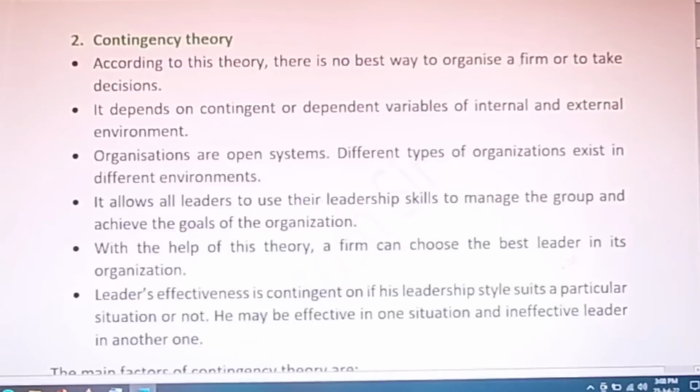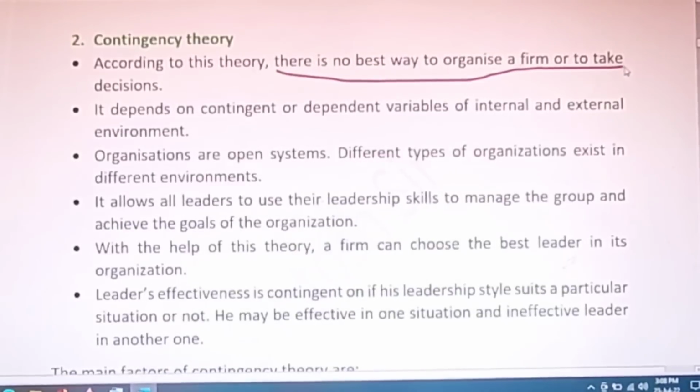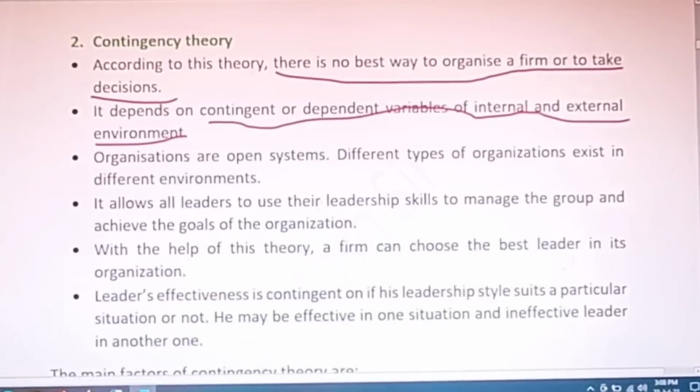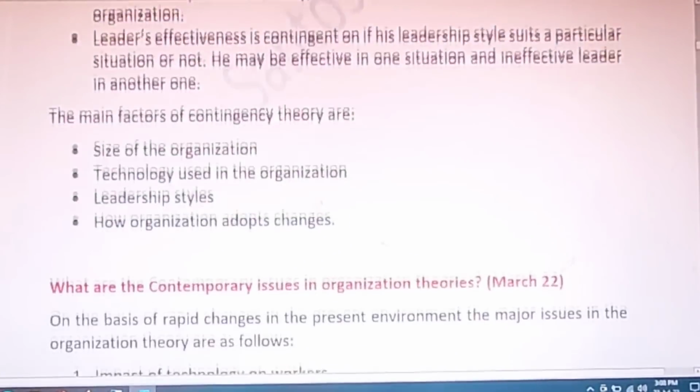Then we have contingency theory. Contingency theory के ऊपर हो सकता है आपको short notes मिल जाए, and according to this theory there is no best way to organize a firm or to take decisions, and everything depends on the contingent or dependent variables of internal and external environment, right? So these are a few important characteristics of contingency theory, okay, and its main factors.